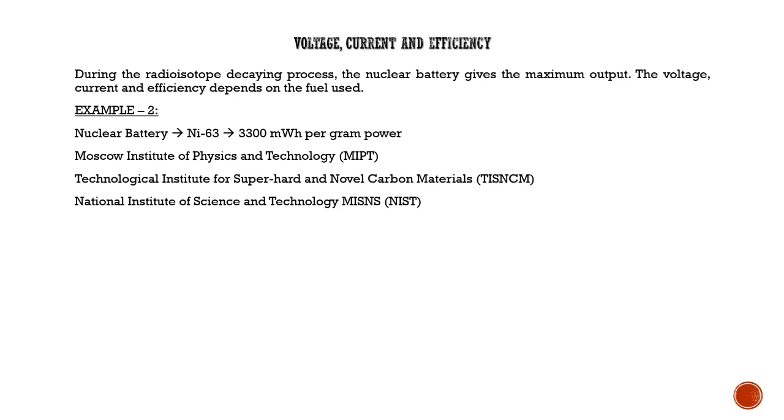0.92 volts. Okay, so this power output corresponds to a specific power of about 3,300 milliwatt-hours per gram, which is 10 times more than commercial chemical cells. So it's 10 times, or it can also be more than 10 times, more powerful than a commercial chemical cell. For basic atomic batteries, the efficiency is around 0.1 to 5%.